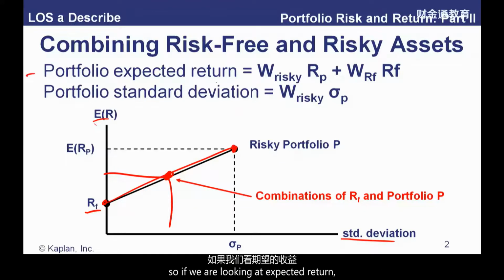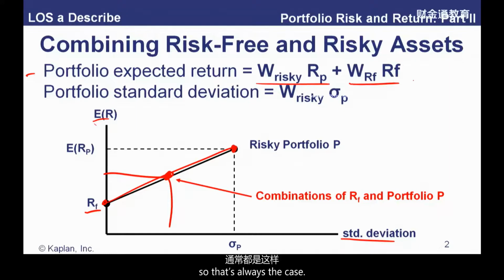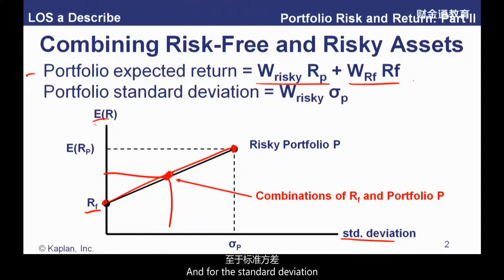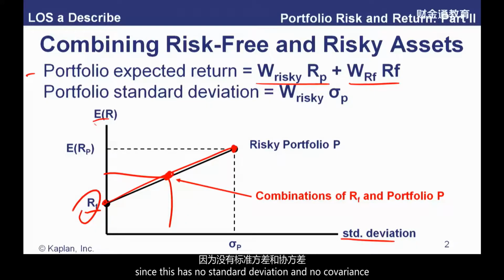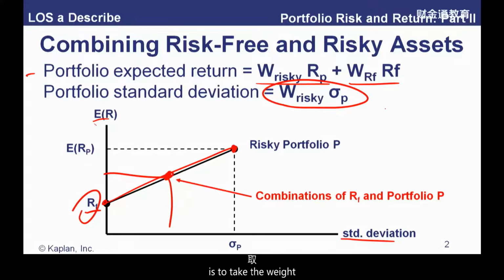So here are our formulas. If we're looking at expected return, it's the weight on the risky times the return on the risky, plus the weight on the risk-free times the return on the risk-free. So that's always the case. There's no synergy to return. There's no diversification in return. So return is always going to be the weighted average of the individual assets. Okay? And for the standard deviation, since the risk-free asset has no standard deviation and no covariance, all we have to do to find the standard deviation of the portfolio is take the weight allocated to the risky asset and multiply it by the risky asset's standard deviation, and that will get us the risk of the combined portfolio.